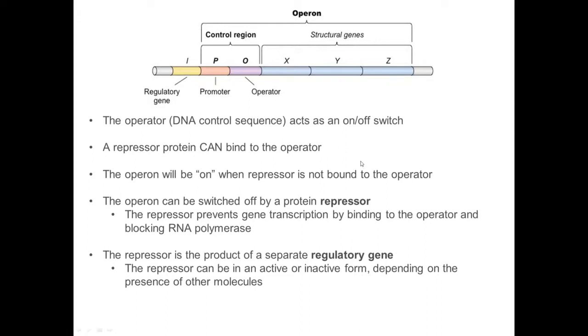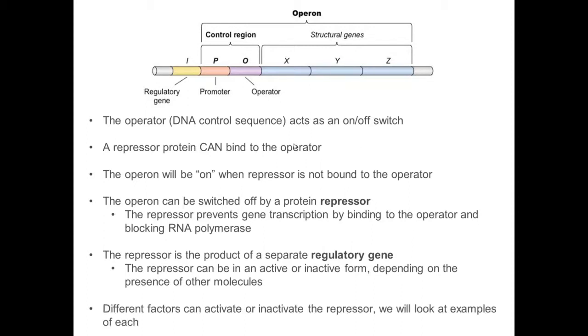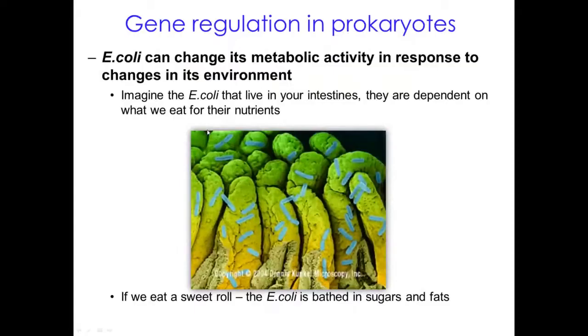One of the things we're going to find is that the repressor can be in an active form, which means it binds to the operator, or an inactive form, which means it doesn't bind to the operator. And there are things that change it from one form to the other. Okay, so now let's look at some examples.